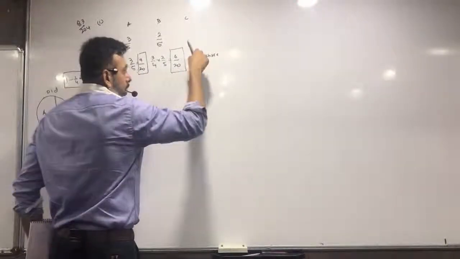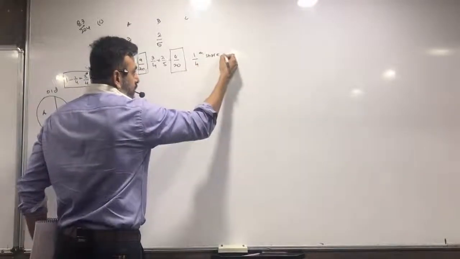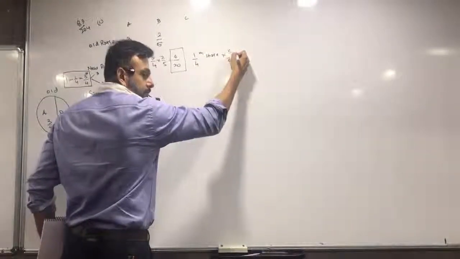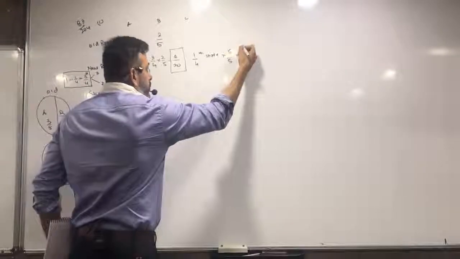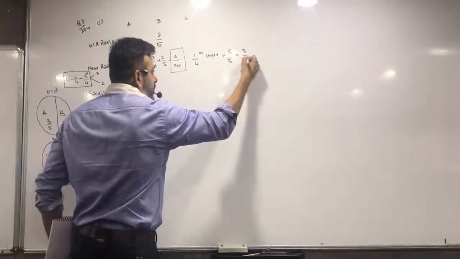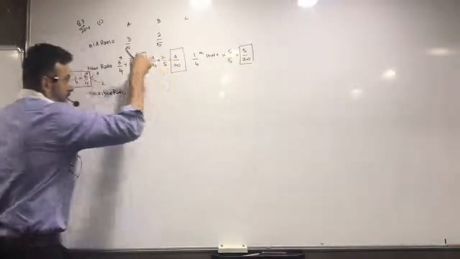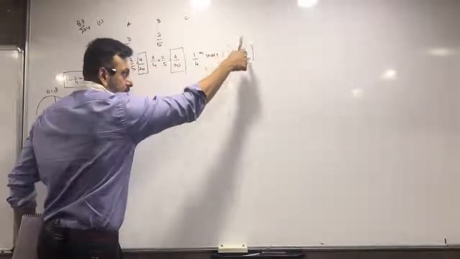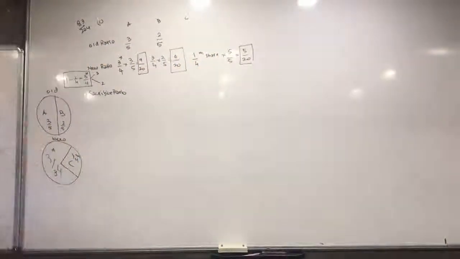So what we will do? 1/4. If I want to make this 20 upon 5, into 5, so it will be 5/20. Always check: 9 plus 6 plus 5 is equal to 20. Understood how you got the new ratio?